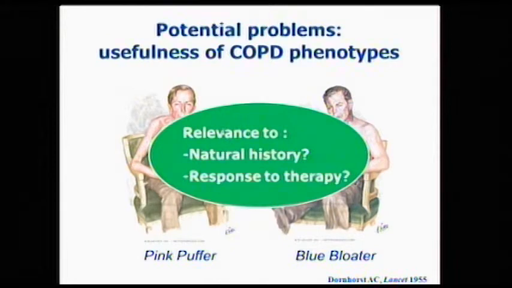And basically, these phenotypes disappeared because they had not really a relevance to the natural history. Both of these patients had a very poor prognosis, and there was no therapy at that time, at least no effective therapy, so the response to therapy was not really assessed.